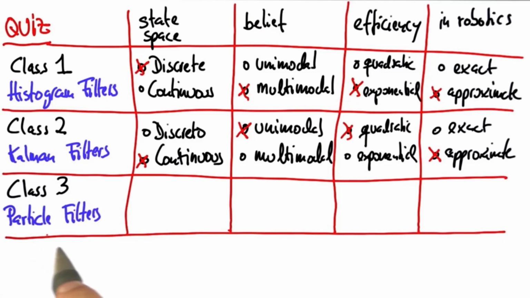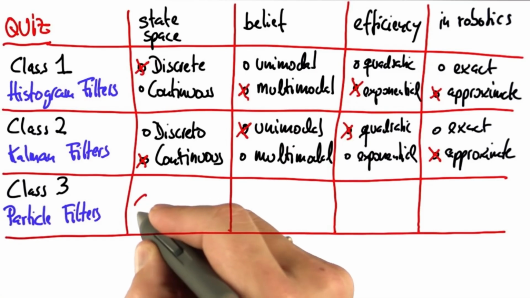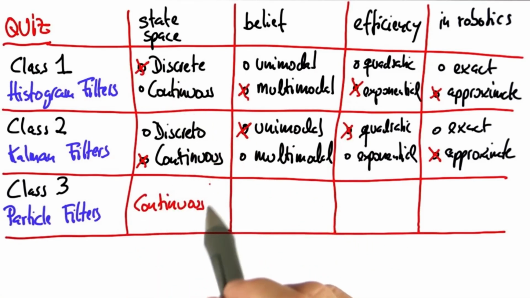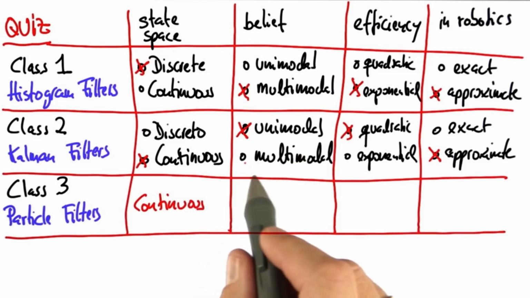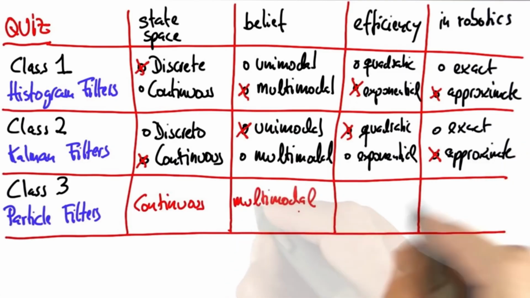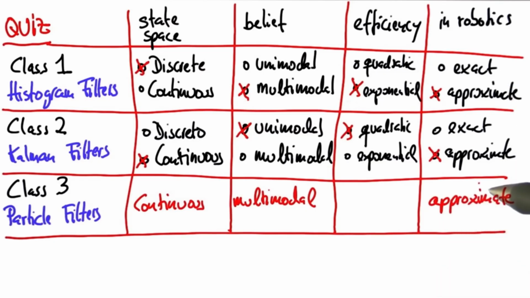Now let's look into particle filters, the subject of today's class. And it's really interesting to see the answers for particle filters. First, the state space for particle filters is usually continuous. So we can deal with the more interesting version of state spaces. But we're not confined to unimodal distributions. We can actually represent arbitrarily multimodal distributions. They are also approximate, just like the other two filters.